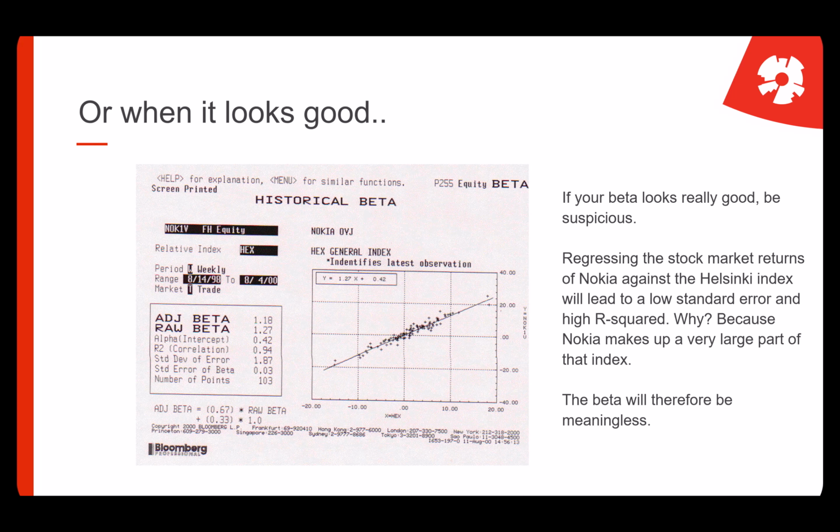But in reality, this is quite meaningless, as Nokia is such a large part of the Helsinki Index that its own stock movements were essentially driving the index. So if we are regressing Nokia against the index, it is essentially regressing Nokia against itself. So the key takeaway here is, when beta looks too precise, always check whether the company dominates the index we are using. If it does, the regression beta has no real informational value to us.